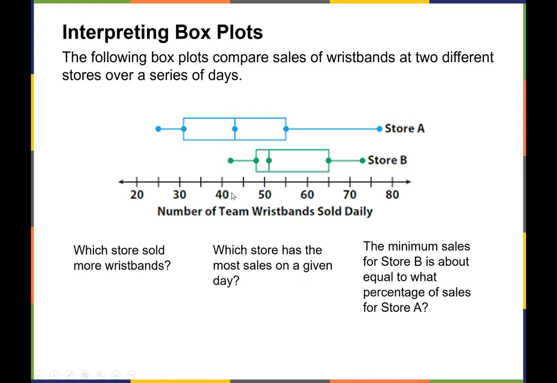All right, so let's learn to interpret box plots now that we know how to read them and we know how to make them. Here are 2 box plots that compare sales of wristbands at 2 different stores over a series of days. Store A is here on the top in blue, and store B is here on the bottom in green. I have 3 questions for you. I'd like you to pause the video right now, try to answer these questions, and then unpause the video and we'll go over them together.